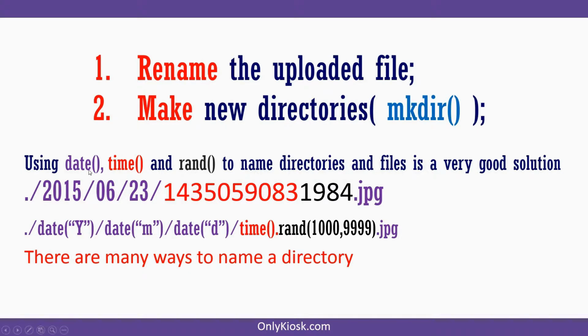Take a look at this example. We renamed the file using the time function and the rand function. As for the directories, we name them after the current year, month, and day. To get the current date, you use the date function.